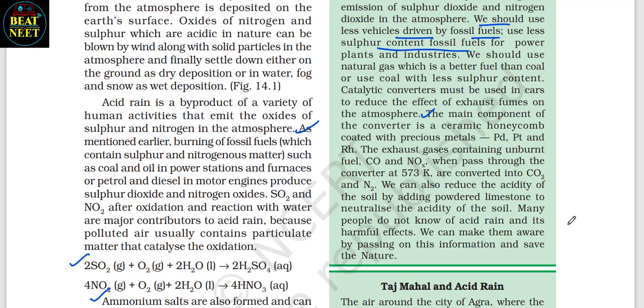The exhaust gases containing unburned fuel, CO, and NOx, when passed through the converter at 573 Kelvin, are converted into CO2 and N2. We can also reduce the acidity of the soil by adding powdered limestone to neutralize the acidity of the soil.